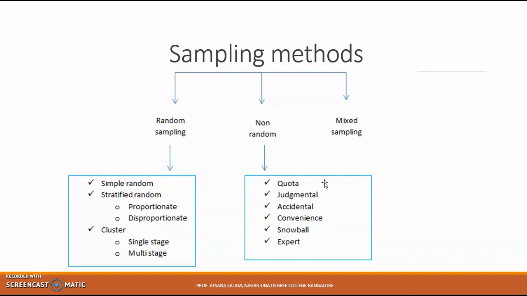Accidental sampling: accidentally you meet someone and suddenly you find they can also answer your questions. Those people become your accidental sampling. Convenience sampling: you randomly send whatever questionnaire you have made to all your WhatsApp numbers. That becomes your convenience sampling. Now snowball sampling. For example, you want to reach celebrities.